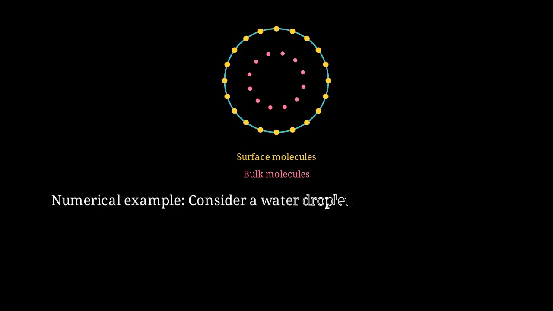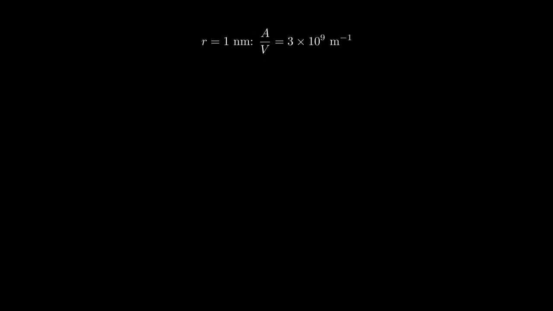Let's consider a concrete numerical example with a water droplet to see how dramatic this effect is. For a 1 nanometer radius droplet, the surface-to-volume ratio is 3 billion per meter. Compare this to a 1 millimeter droplet with only 3,000 per meter. That's a million times smaller ratio.